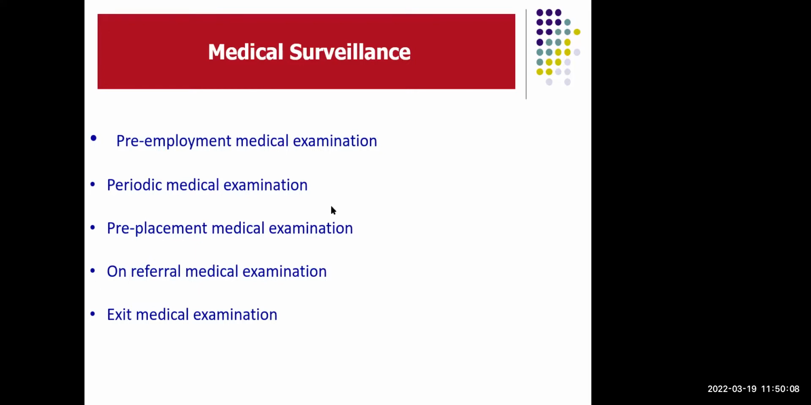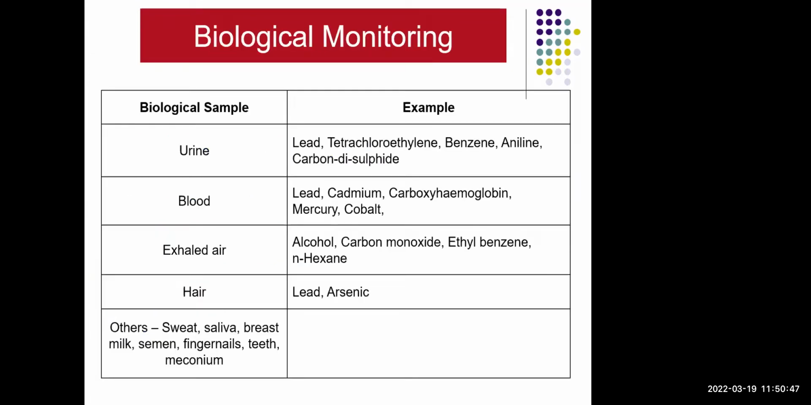Periodic medical examination is done once every year, and in hazardous processes, once every 6 months. What is very important is that you pick up an early disease. So the aim of periodical examination is not prevention, but early diagnosis. We talked about that. Pre-placement: suppose a person is working at one particular location and is now shifted because of job rotation. He may be fit to do that work, but is he fit to do this work? So he should be evaluated. On referral: suppose some person develops a symptom. And exit: many corporations also do an exit medical examination when the person is leaving the organization.